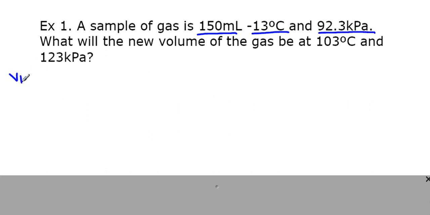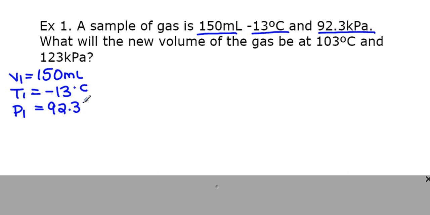So V1, 150, T1, minus 13, P1 is going to be 92.3, 92.3 kilopascals. Then we're going to look at our changing temperatures, our changing conditions. So new volume is unknown.